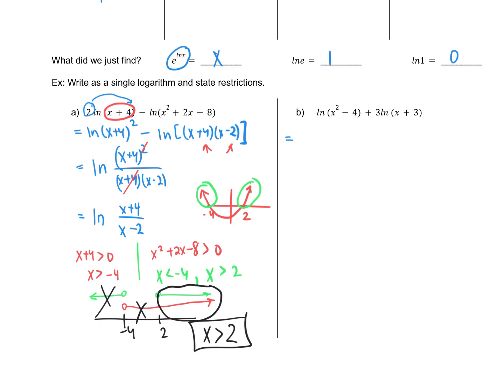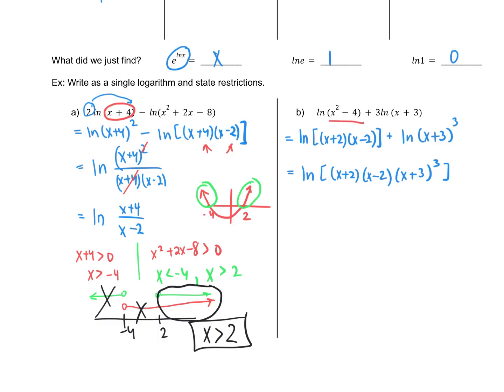Let's look at the next one. We have ln of, and I'm just going to factor here, plus, I'm going to bring that exponent up. And when we have the addition of two logarithms, we can multiply the arguments so that we have x plus 2, x minus 2, and x plus 3 cubed. Clearly, nothing cancels out here. That's the simplified form. Now I just have to think about the restriction.